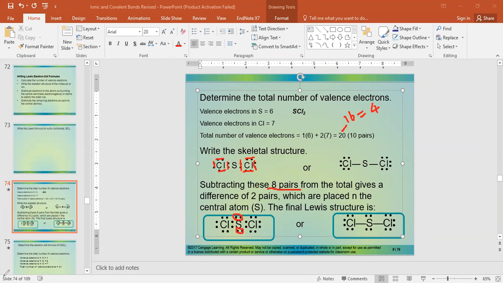And when we do that, you'll realize that we will have distributed all the 20 valence electrons. Therefore, this is what we have, or you can also represent it like this, and also represent it like what you can see here. If you have not understood this, I'm going to give another example.